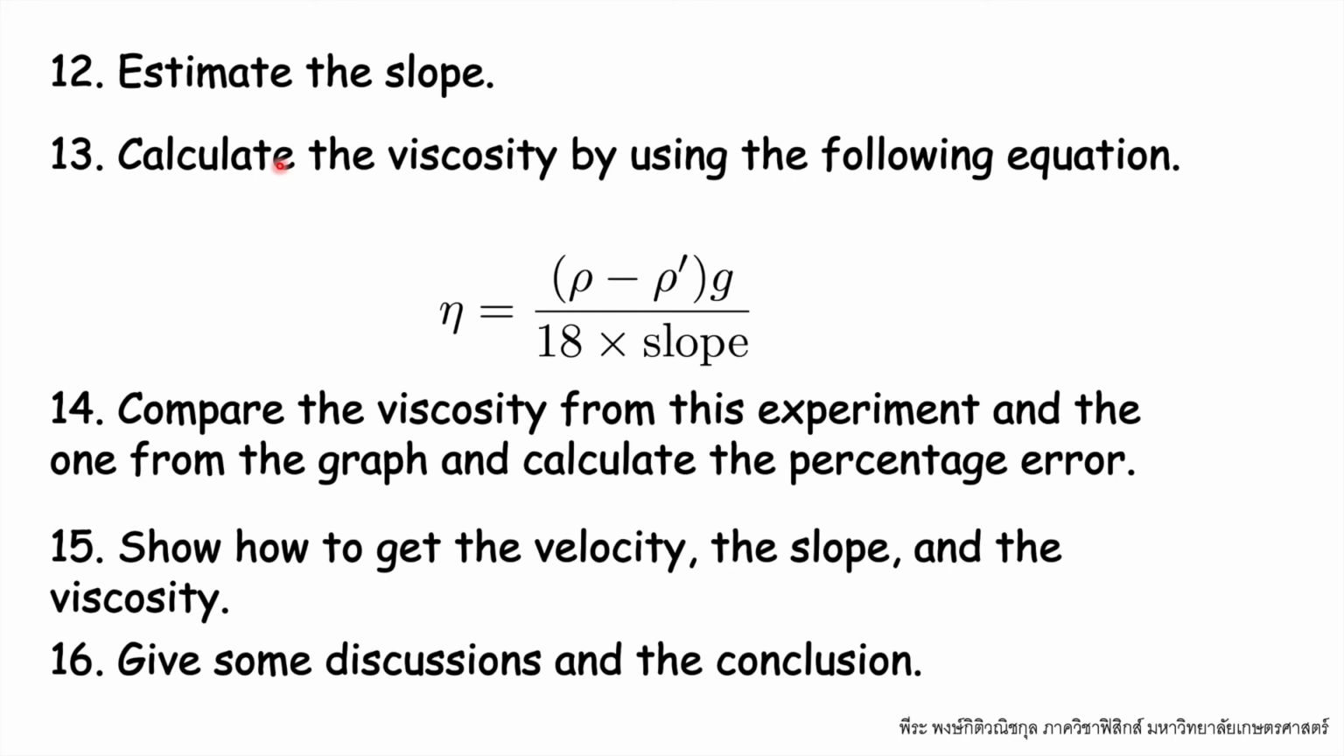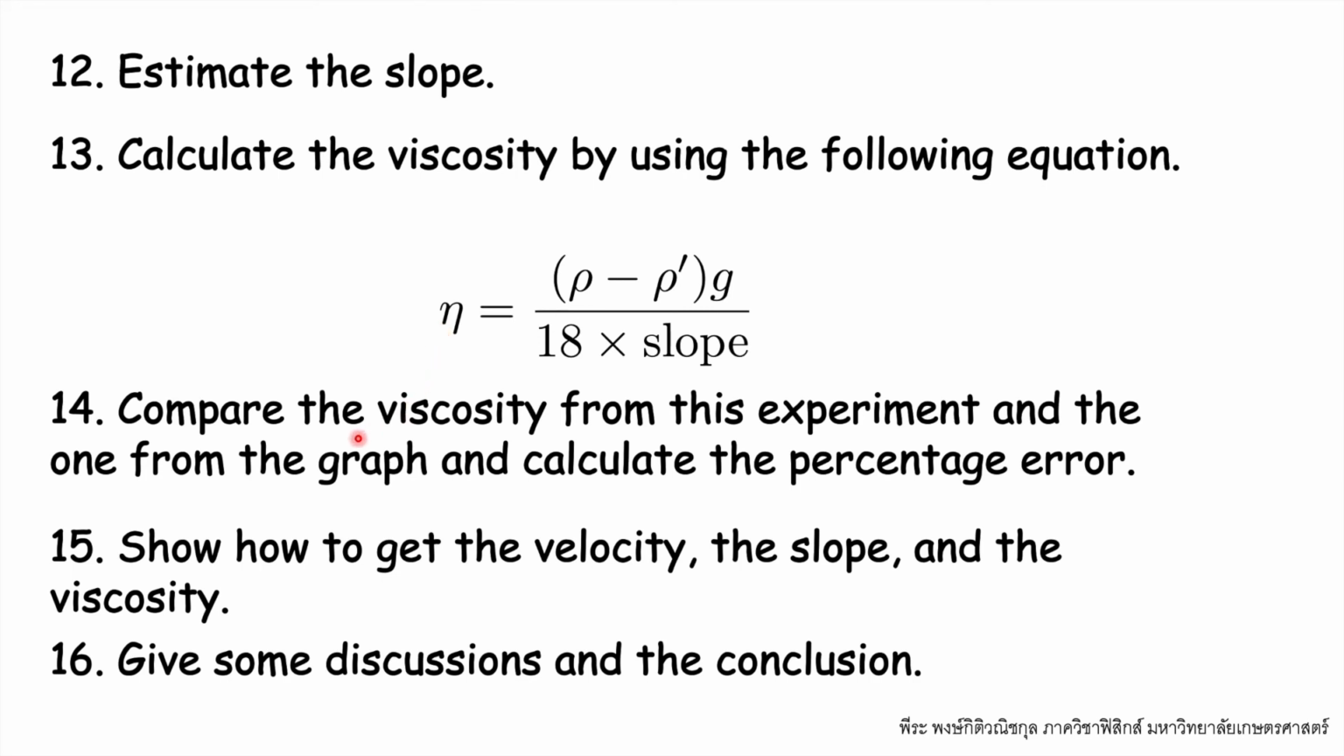Next, you will calculate the viscosity by using the following equation. You know the density of the object, the density of the fluid. This is the acceleration by gravity, over 18 times the slope. This will give you the viscosity.